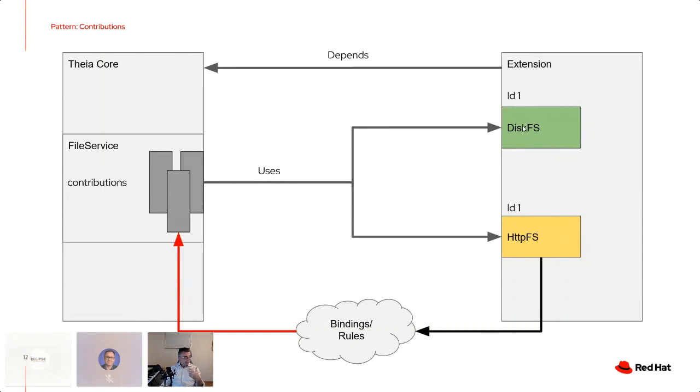In this instance, we have a disk file system contribution, and we have an HTTP file system contribution. There are two important differences to what we've seen before. One is the one-to-many relationship, which usually applies for contributions. So we have one file service plus multiple file service contributions. And the second thing is that the extended service controls the control flow. So the file service will use the file service contributions and not the other way around.